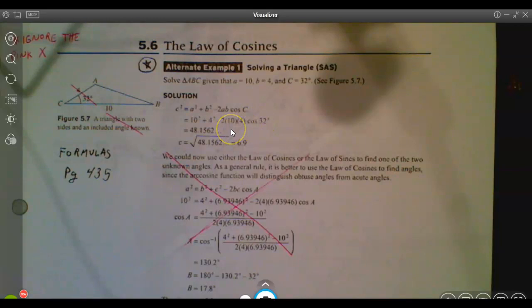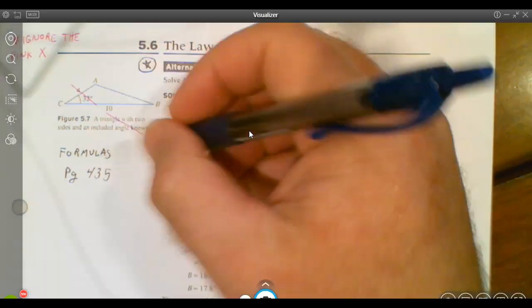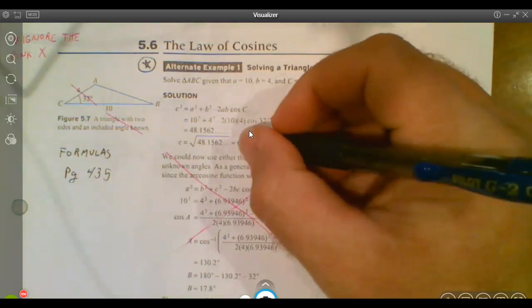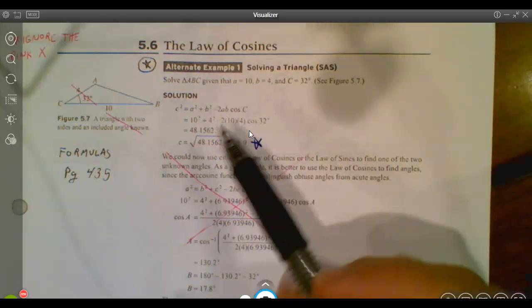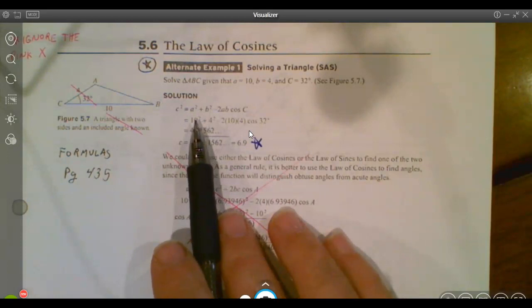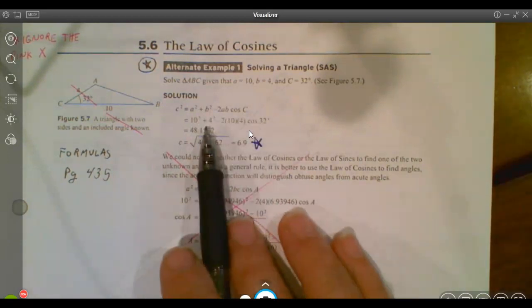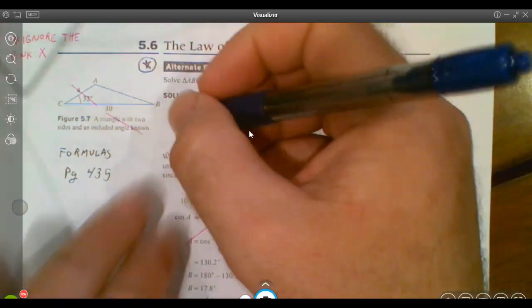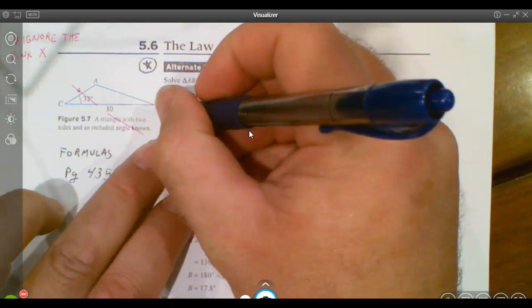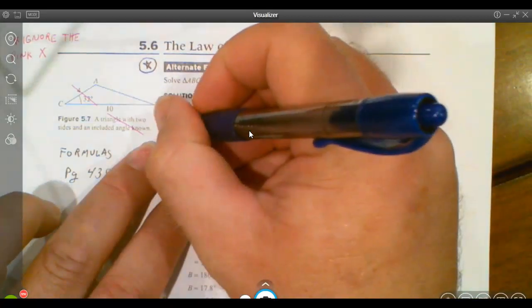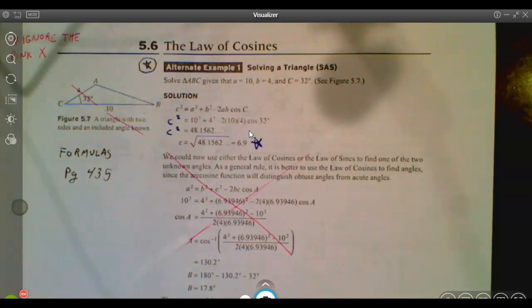The one thing that is often forgotten is this step right here. As all of this gets put into a calculator, remember that it still equals C squared, not C. So when we get down to this final stage, I then need to square root both sides in order to get my side length, which came out to be about 6.9.